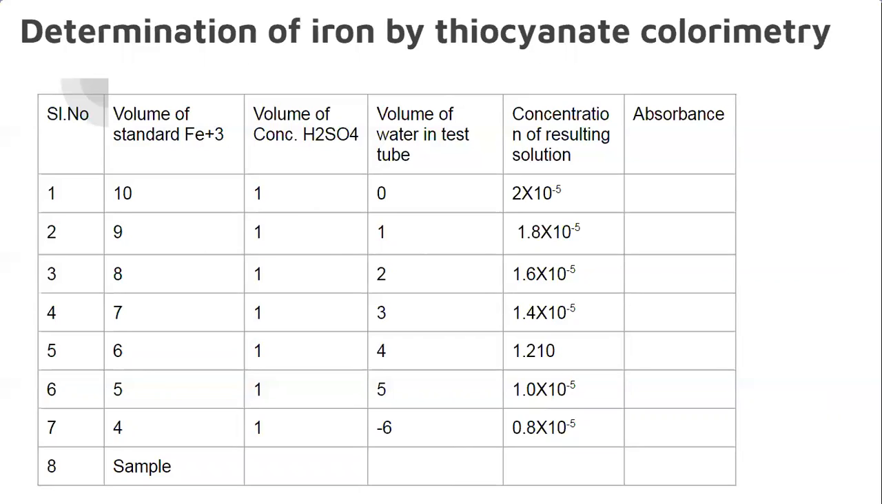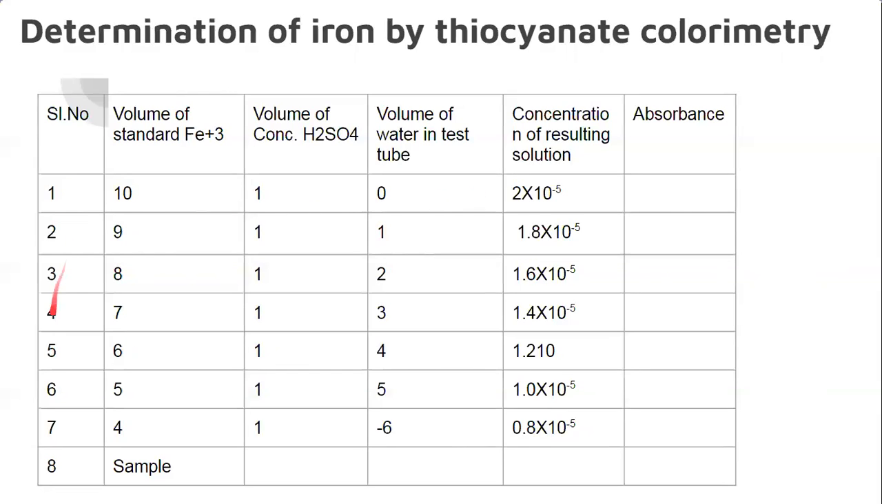V2 is the volume of the 2 into 10 to the power of minus 5 solution. To prepare it, how much water is to be added? We can get that by subtracting V2 minus V1. Thereby we get the amount of water required to prepare the 2 into 10 to the power of minus 5 solution from the 1 into 10 to the power of minus 3 solution. In that manner we prepare this standard solution, in a volumetric flask or beaker.